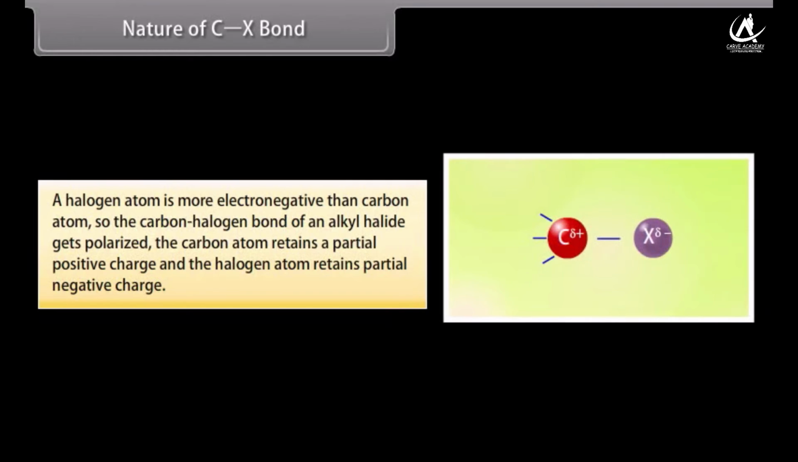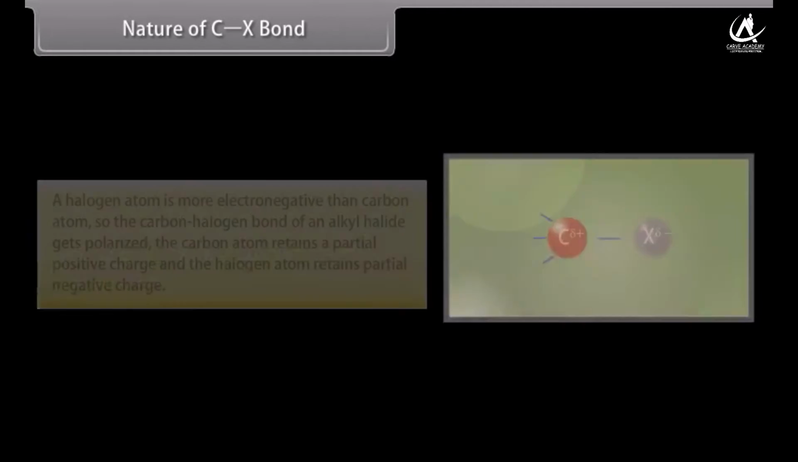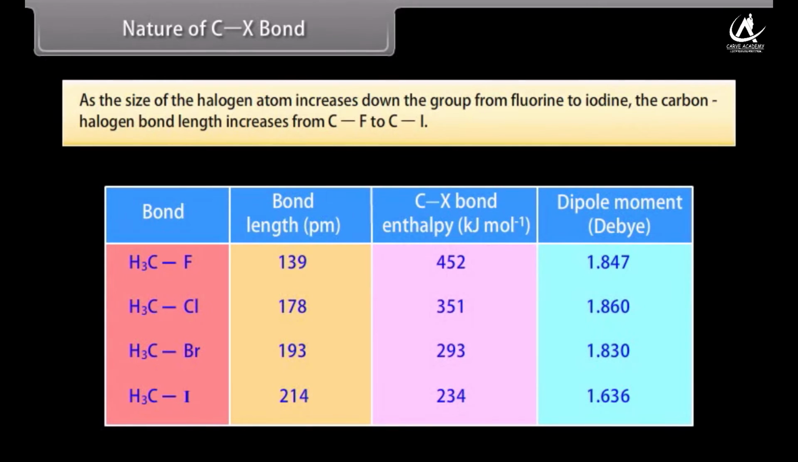Nature of C-X bond. A halogen atom is more electronegative than carbon atom, so the carbon-halogen bond of an alkyl halide gets polarized. The carbon atom bears a partial positive charge and the halogen atom bears a partial negative charge. As the size of the halogen atom increases down the group from fluorine to iodine, the carbon-halogen bond length increases from C-F to C-I.